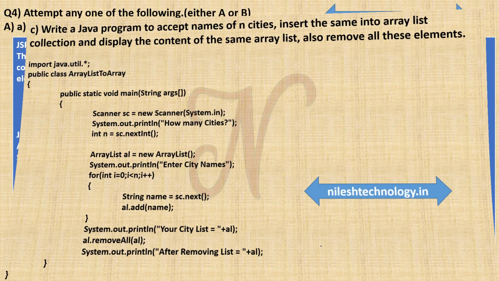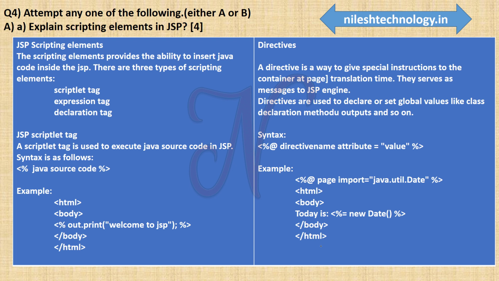So going to the last question. So in the last question, solve any one, A or B. So first we see A, then there are the sub questions. So the first question is for 4 marks. Explain the scripting element in JSP.